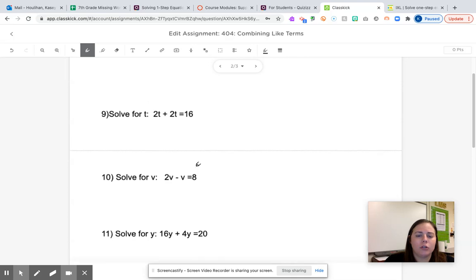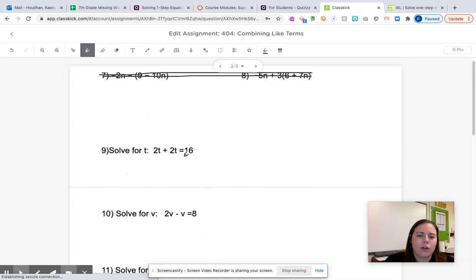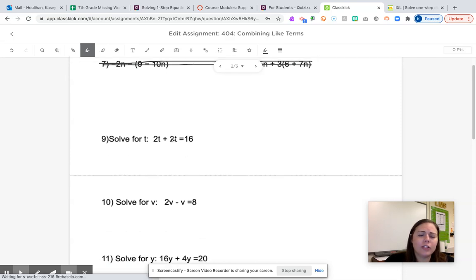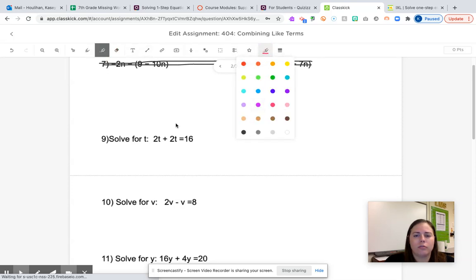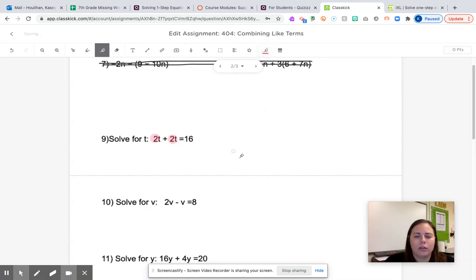I'll just explain it. Y'all should be able to get this. So you're going to combine your like terms and then solve. I'll do the first one for you. You're on your own with the others. There we go. We have 2 like terms, which is 2t. I'm going to put those together. That leaves me with 4t is equal to 16. I've added my 2 plus 2 is 4.